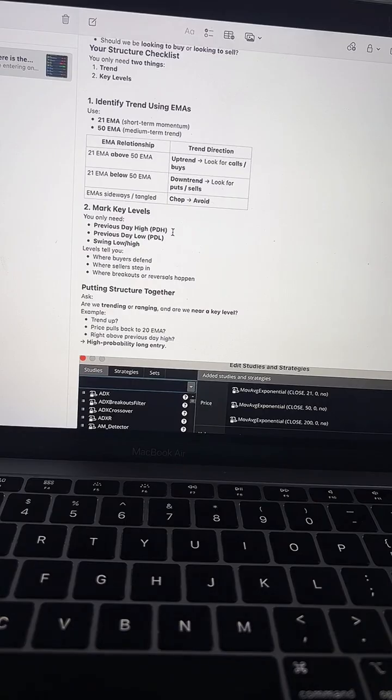Example, we're trending up. Price pulls back to a 21 EMA, which is a key level. We're right above the previous day high, a key level. That's a high probability bullish setup. You would take a long entry.